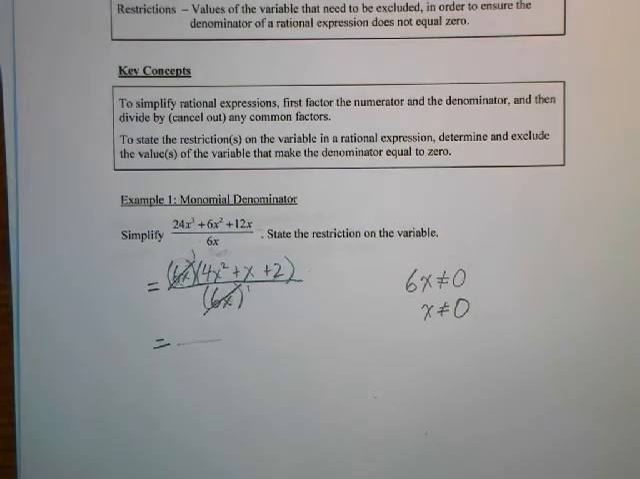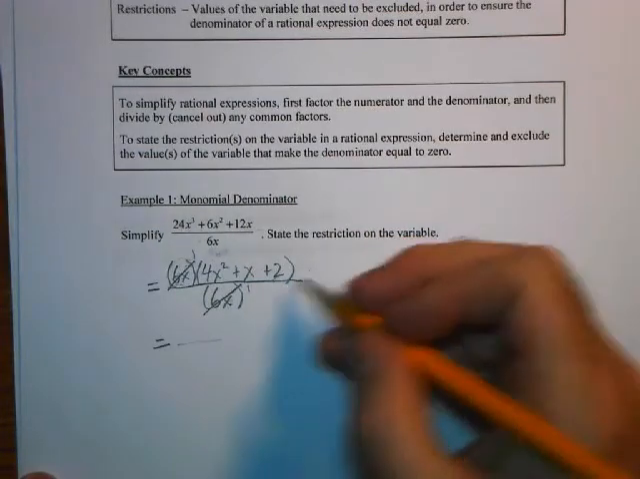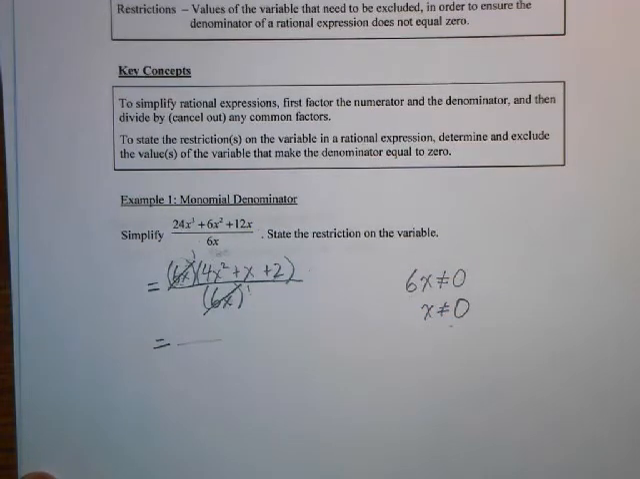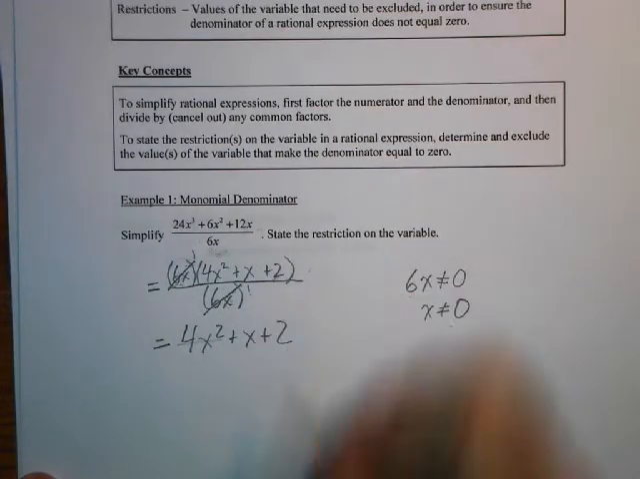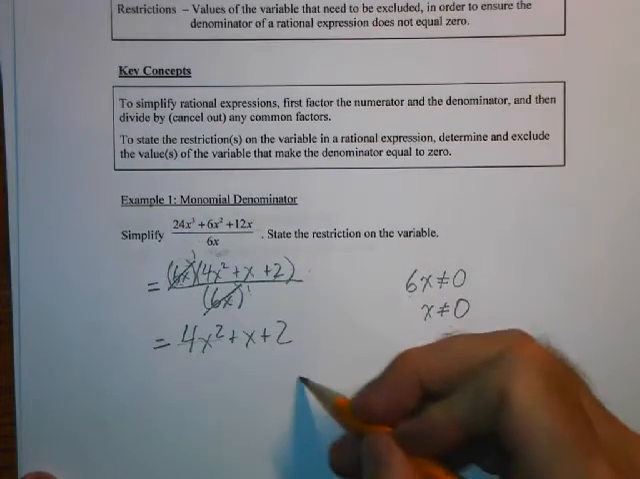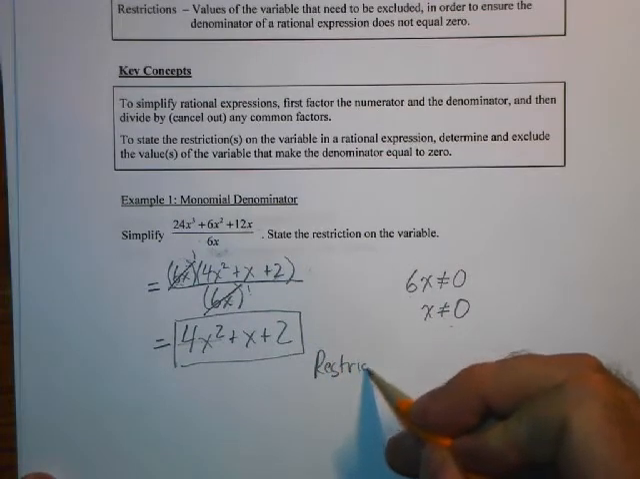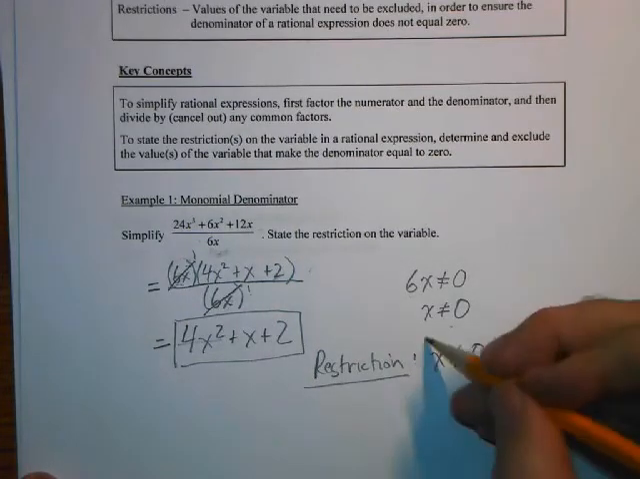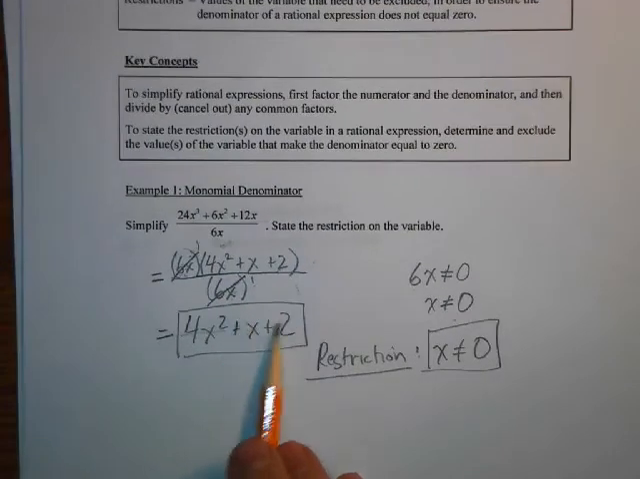But most people just look at it as the 6x common on the top and bottom, I can cancel them out. Okay, so once I cancel them out, I'm just left with 4x squared plus x plus 2 over 1. But since it's over 1, I don't really have to keep it looking like it's a rational expression. I can just make it look like it's quadratic. Okay, and at this point I'm going to put my restriction. So there's my final answer, and I'll put my restriction for x as x cannot equal 0. So those are the two parts of the answer: the simplified version of the rational expression and the restriction that goes along with it.